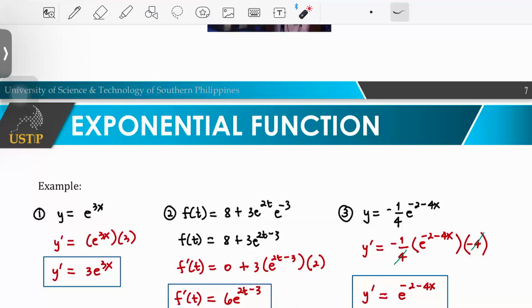Okay, so next, negative 1/4 e to the negative 2 minus 4x. So, okay, pakilda na ito ng 1/4, negative 1/4. Copy, copy, okay, copy. And then get the derivative of this. You get negative 4. So, cancel negative 4. You will be left with this lang. Okay.